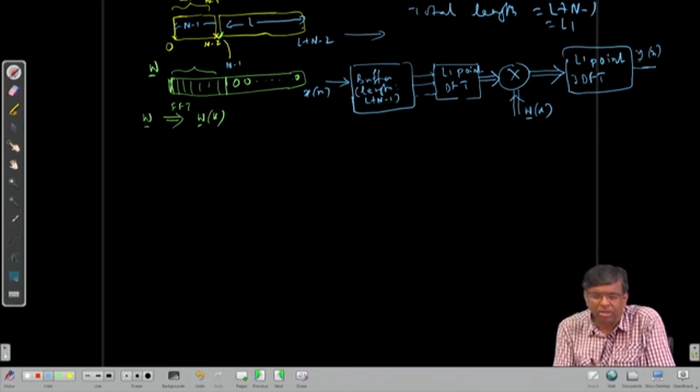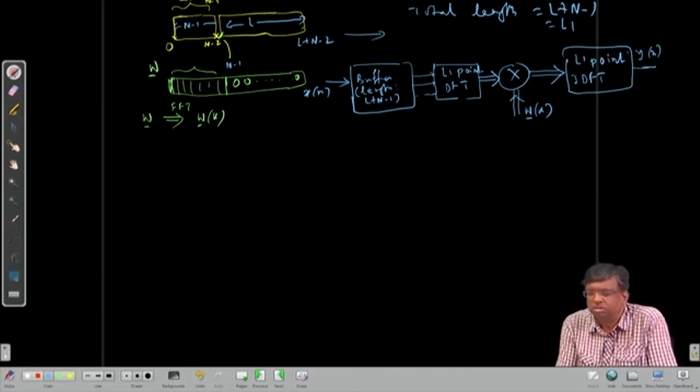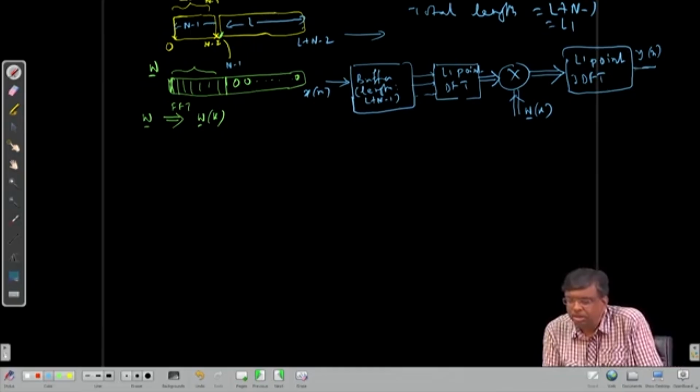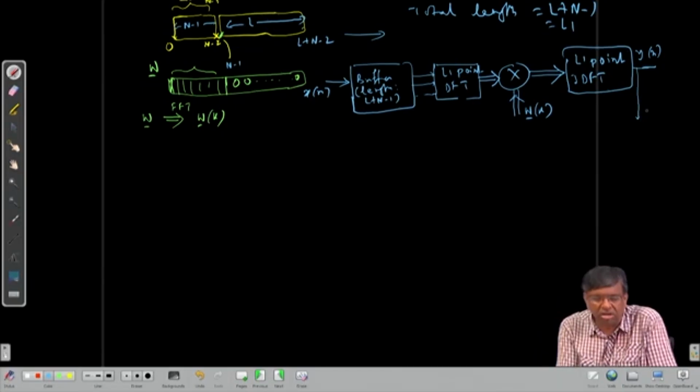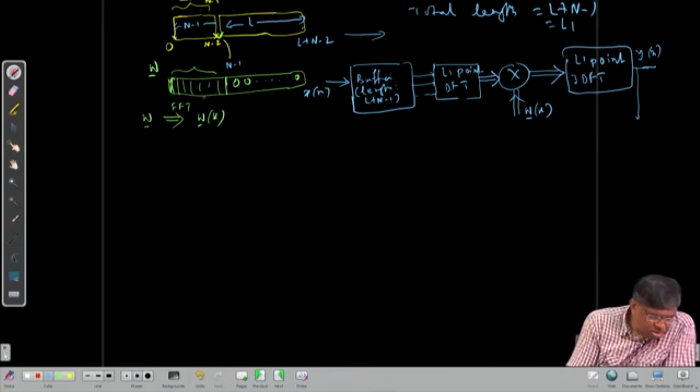Okay. If you take this output, they are coming parallelly. So, if you put them side by side in a block form, as if it is a sequence, then from that yn, you must discard the first n minus 1 points. That is the overlap save method. That is, we discard the first n minus 1 outputs, right.